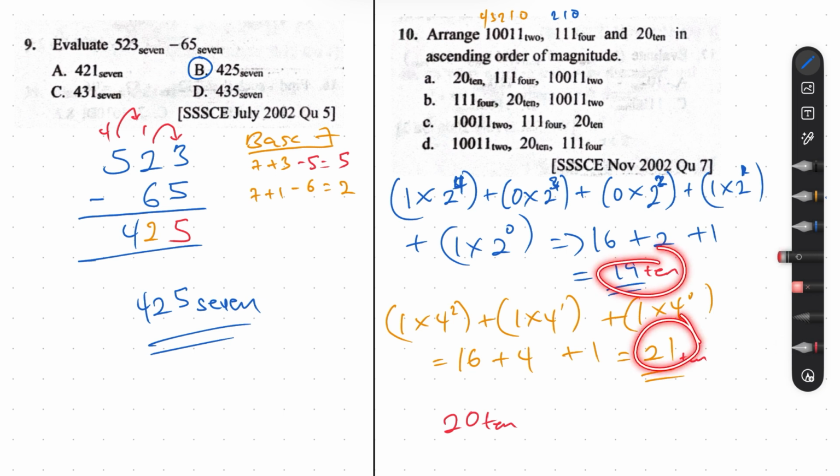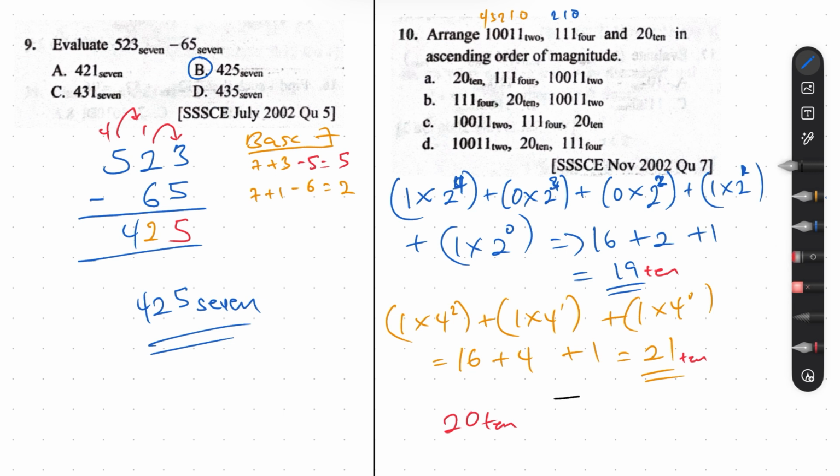So now we need to compare 19, 21, and 20 in base 10, and arrange them in ascending order of magnitude. 19 is the smallest here, which corresponds to the base 2 number, 10011 base 2. So that's what comes first.